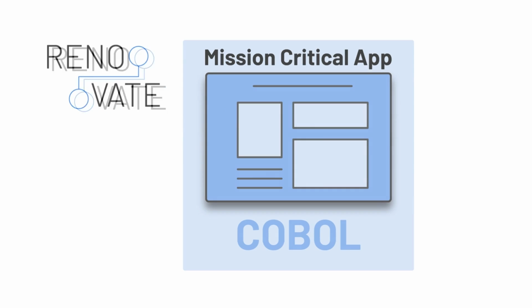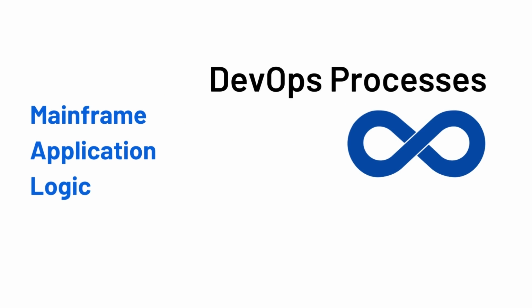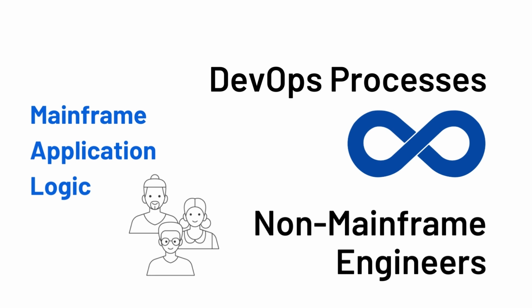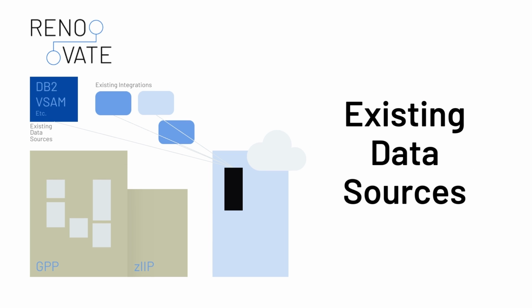CloudFrame Renovate helps you transform mainframe COBOL applications into maintainable Java. Your COBOL application logic can be implemented and maintained as new systems introduced into your DevOps processes and maintained by non-mainframe engineers. Renovate allows you to continue to use existing data sources, preserving integrations and processes.